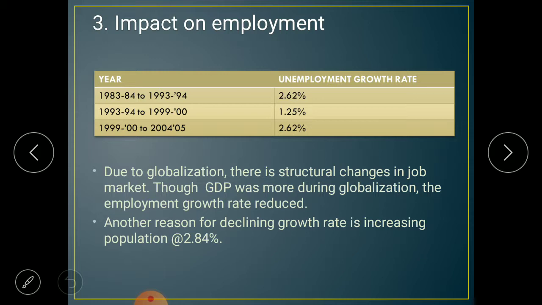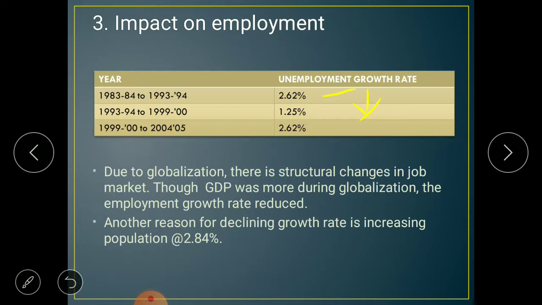Then in 1993-94 to 1999-2000, which we can consider a period of LPG, it is a good sign that our unemployment reduces to 1.25 percent. Earlier it was 2.62%, which reduced to 1.25 percent, which we have already verified while discussing poverty: that India's poverty reduces, then definitely unemployment had to be reduced.